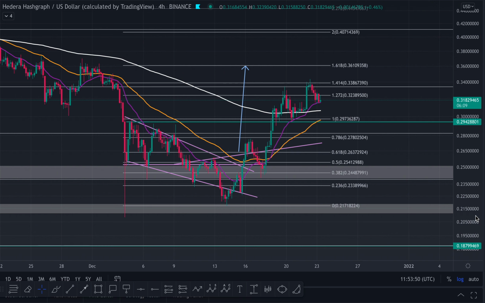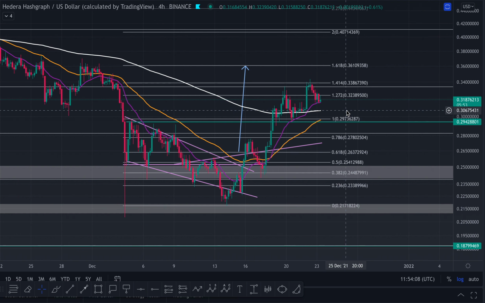Let's dive straight in. So basically we are, I think, going to start retracing now. We have actually back tested the 20 moving average, which is always my purple one. The white one is always the 200 EMA and the orange one is always the 55 EMA. So put them in your charts, please, if you can.